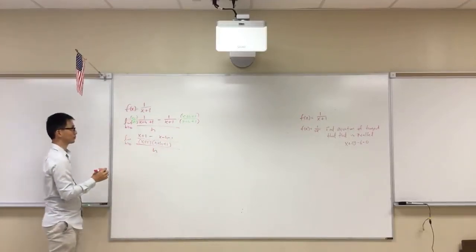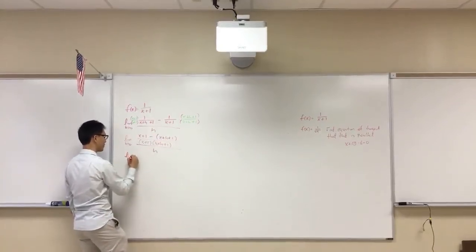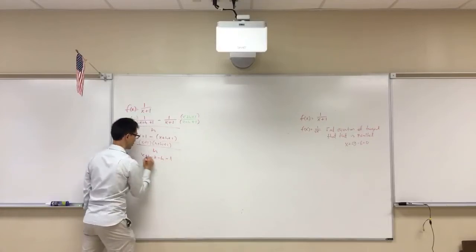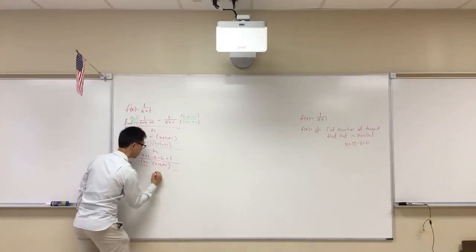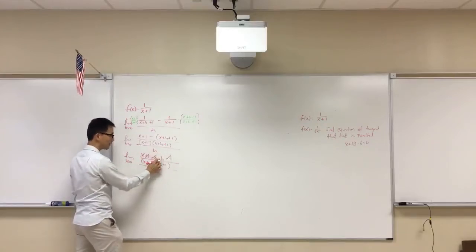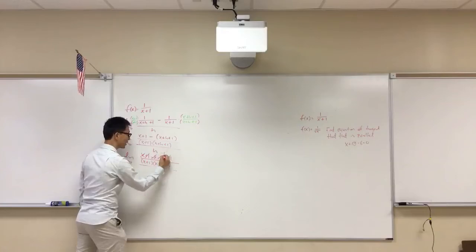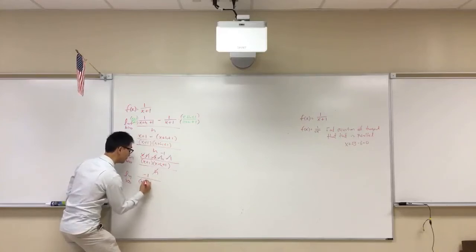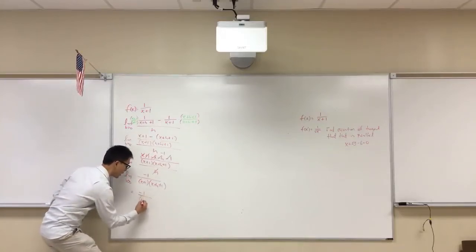Am I going too fast? Okay. So it'll be x plus 1 minus x minus h minus 1, all over (x plus 1) times (x plus h plus 1) over h. The x's cancel, the 1's cancel. You're left with negative h, which cancels with this h and becomes negative 1. So it'll be limit as h approaches 0 of negative 1 over (x plus 1)(x plus h plus 1). As h goes to 0, it's equal to negative 1 over (x plus 1) squared.